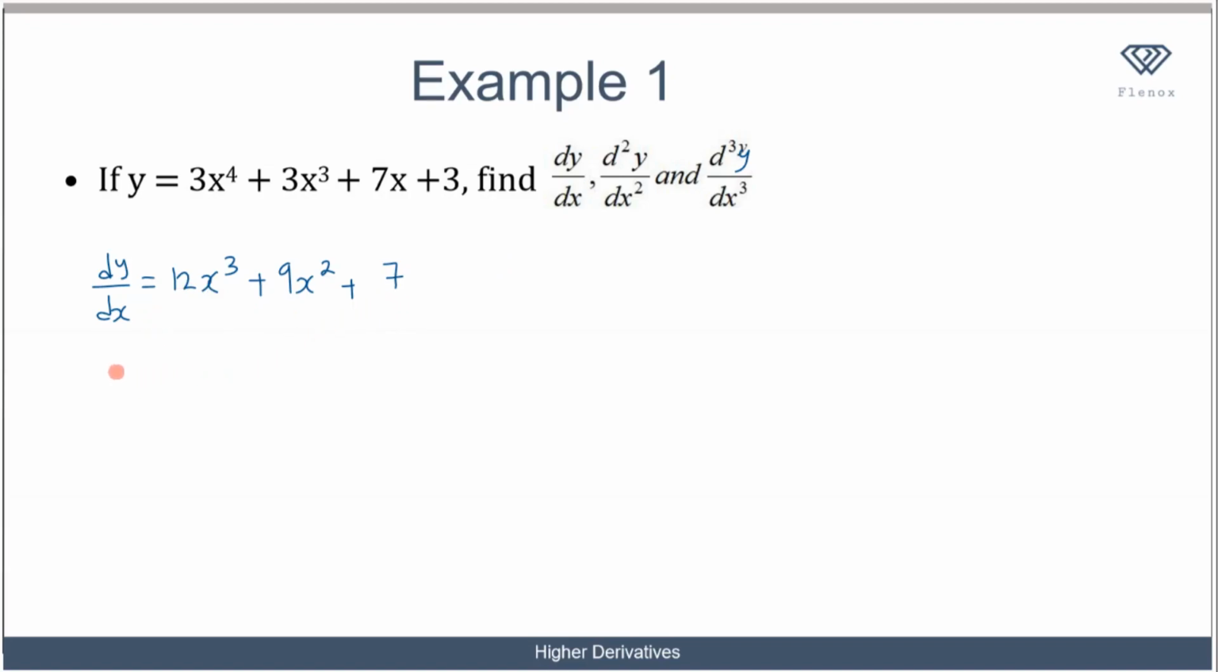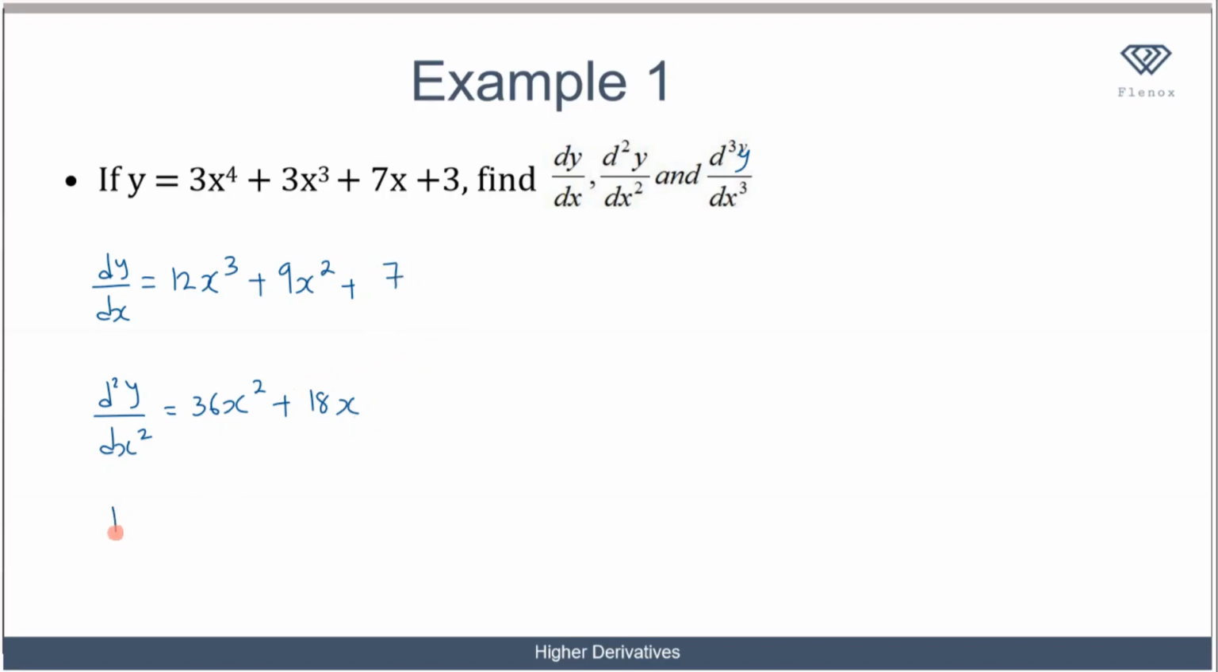So now let's work out the second derivative. So d squared y over dx squared just means we should differentiate dy over dx again. And when we do that, we just bring this 3 down here. So I have 12 times 3, that gives me 36x, and 3 minus 1 gives me 2, then plus 2 times 9 gives me 18x, and 2 minus 1 gives me 1, so I have x to the power 1, and when I differentiate 7, I'm left with 0, so it terminates.